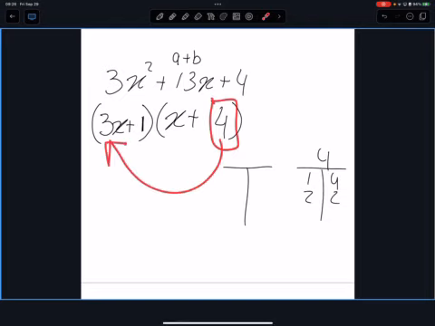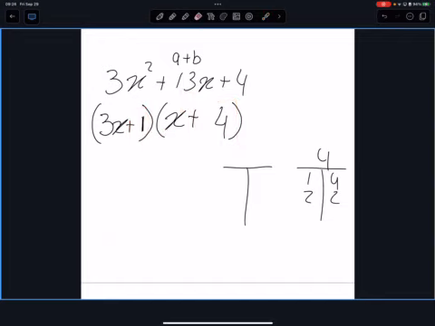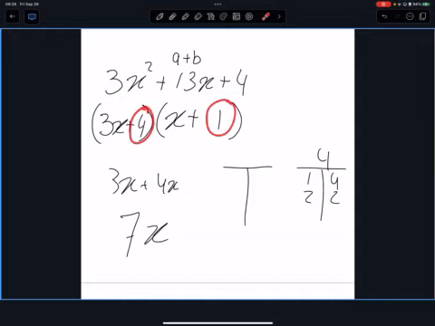3 times 4 is 12. 1 times 1 is 1. So 1 and 12 is 13. You can change it, and then the answer is incorrect. What if I say 4 here, and 1 there? The answer is completely different. Then you have 3x plus 4x, so the middle one is 7x, which is incorrect. 1 and 4. So watch out, you can switch them of places. So that's what you have to do. Watch out.